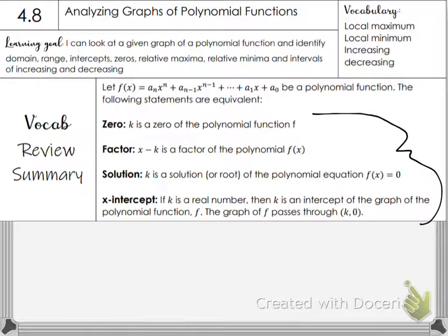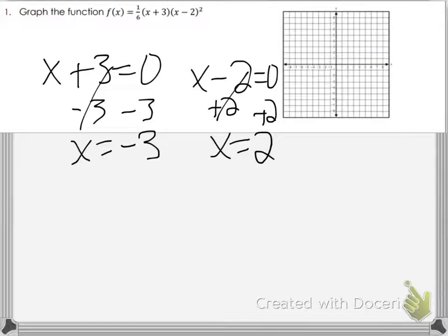What do I know about solutions and zeros and x-intercepts? They're all the same, right? So does that give me 2 points for my graph? Yeah. What are the 2 points? Negative 3, comma, 0, and 2, comma 0. They're my x-intercepts, right?